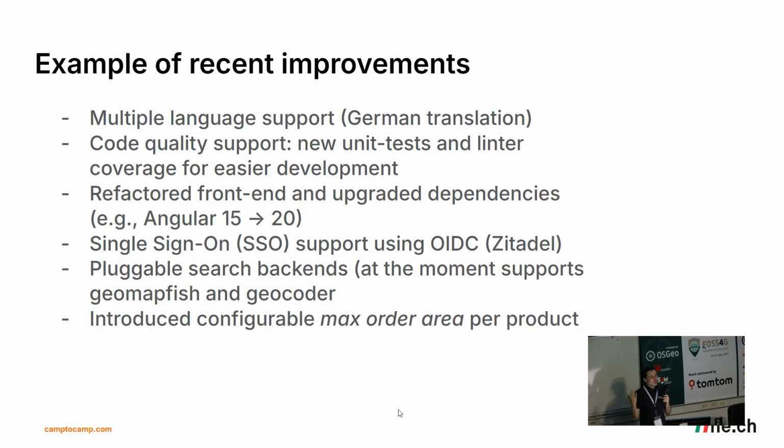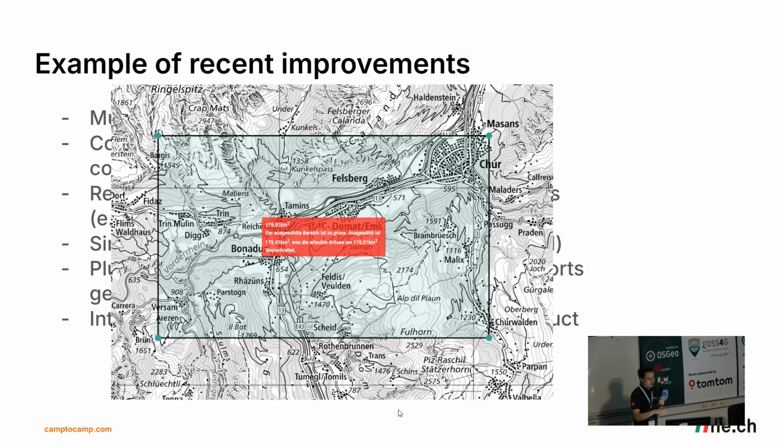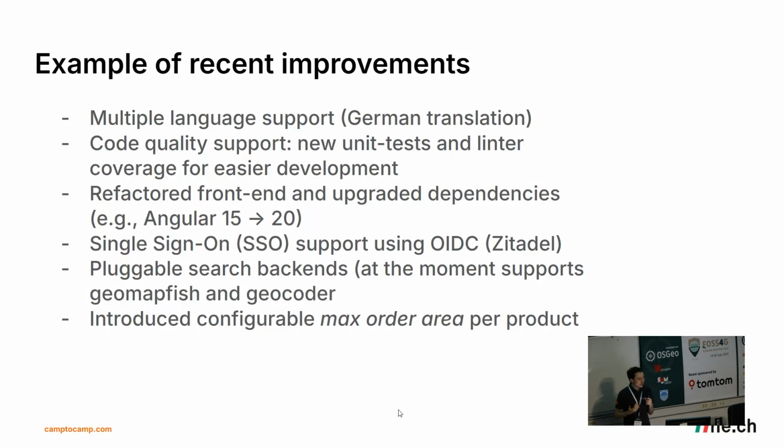And one functionality we also added is the max order area per product. For example, if you now want to order a product and you selected a parameter that's too big for the max order area, you will get an error message. This needed changes in the front end and in the back end, and is configurable for every product. So these are some examples of recent improvements.